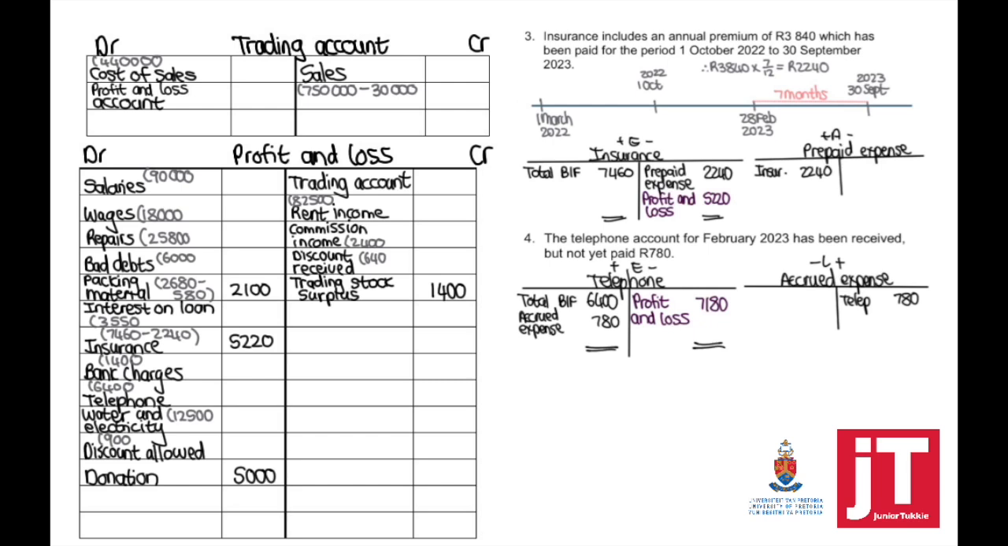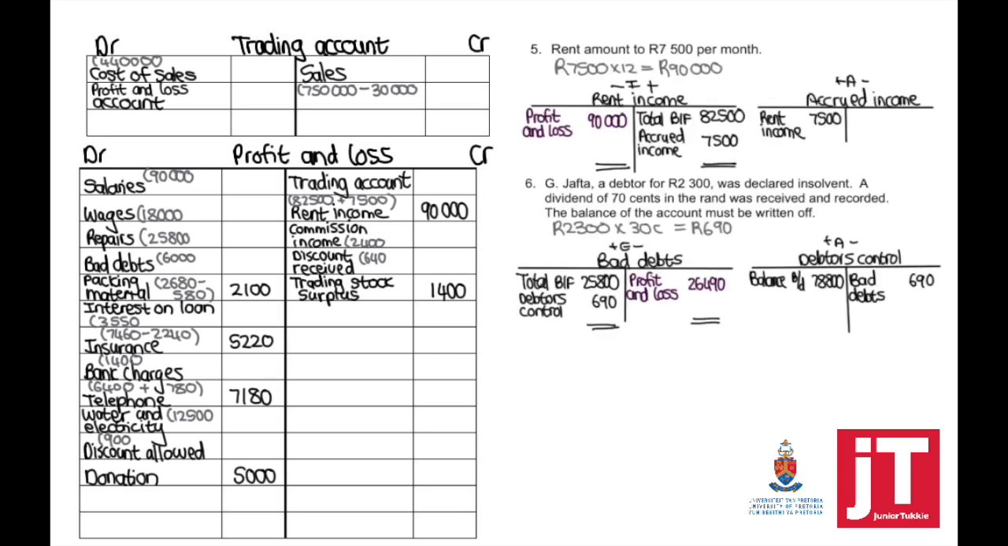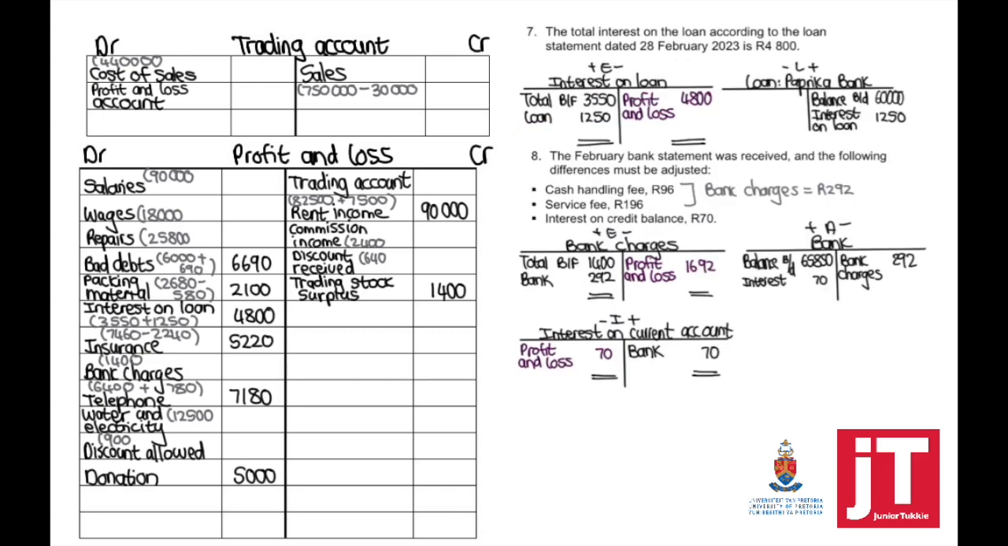Number 4, telephone is an expense, which is credited, account debited, profit and loss. Adjustment number 5, rent income is an income, which means it's debited, account credited, profit and loss account. Adjustment number 6, bad debts is an expense, which is credited, account debited, profit and loss. Adjustment number 7, interest on loan is an expense, which is credited, account debited, profit and loss account.